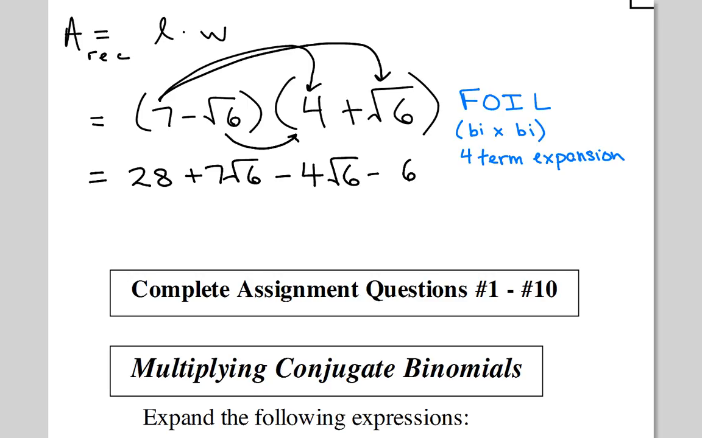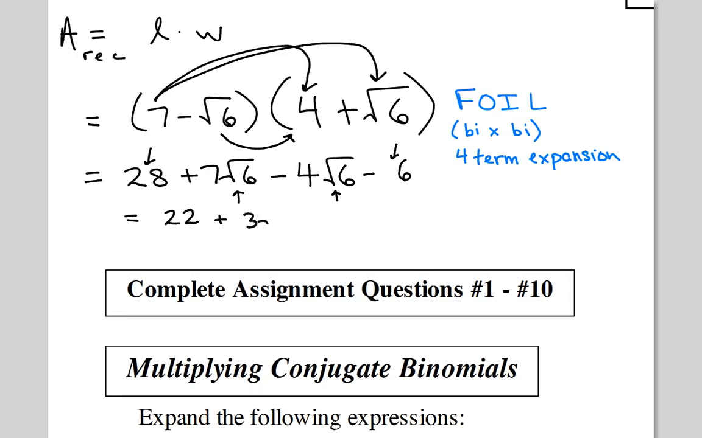Now we can collect some like terms. We got a 28 and a -6. They're both whole numbers, so we got 22. And then we got a couple using root 6. So 7 minus 4 is +3 root 6. So there's the area of this supposed rectangle. Any questions? Oh, you guys seem to be doing just fine.